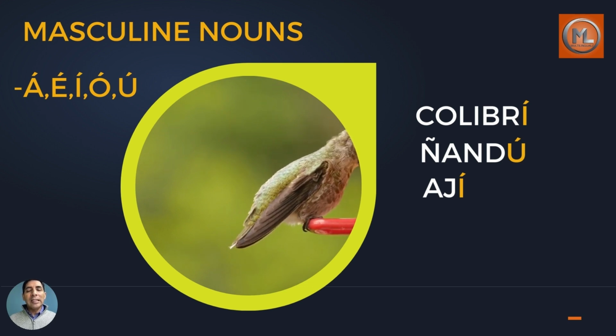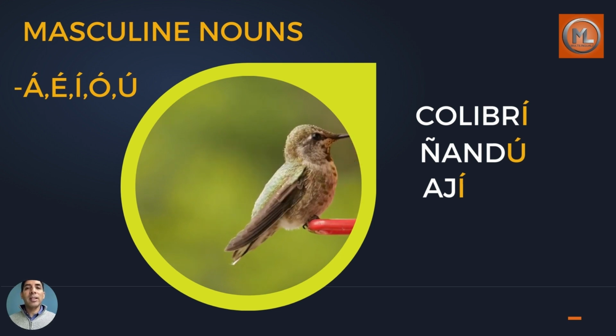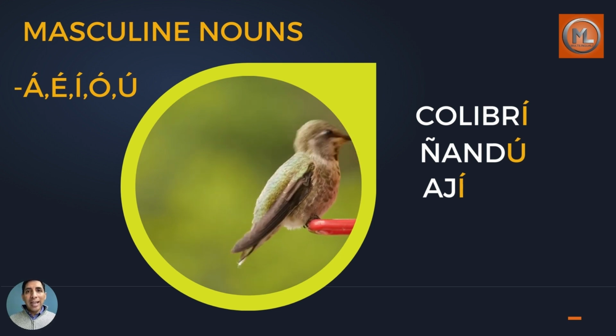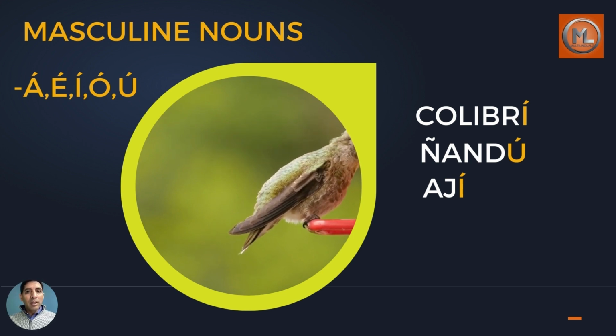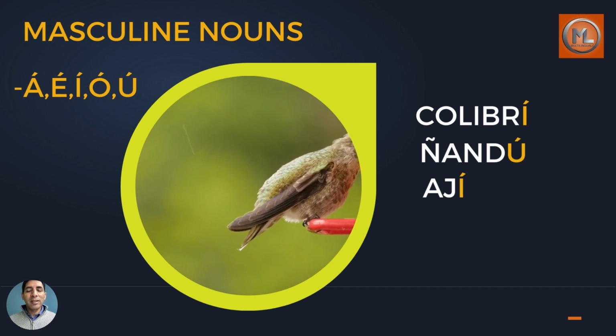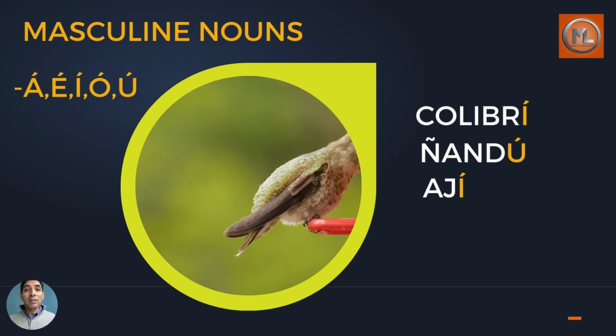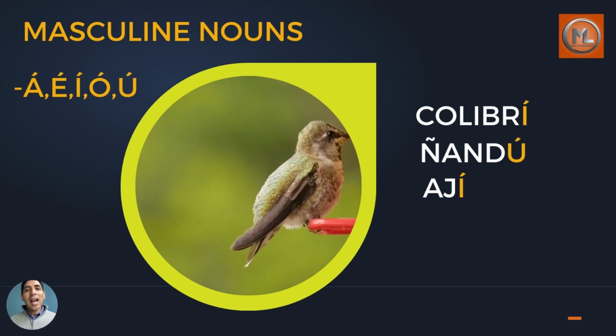Also, words that end in one of the vowels with an accent, with a stress mark. Remember, the name of the stress mark is tilde. Whenever we have a word that ends in one of these vowels with a tilde, we know that it's generally a masculine noun, such as colibrí, hummingbird. Ñandú. It's a bird similar to the ostrich. I think it might be called Ria or Rea or something like that. Then we have ají, which is a chili pepper.